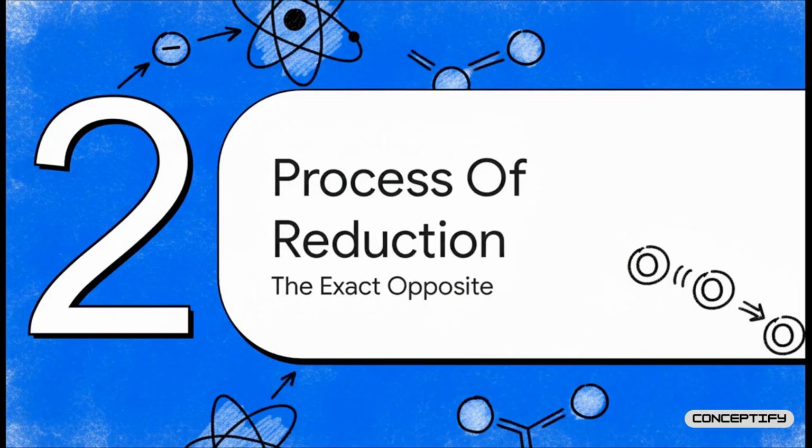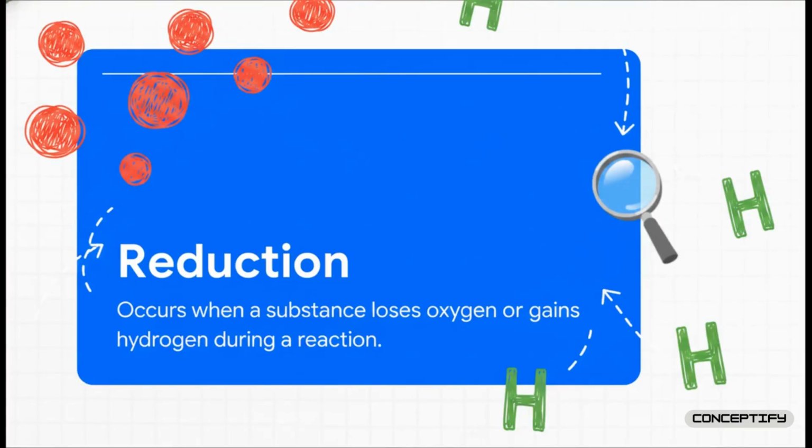As we know, every transaction has two sides. That brings us to Section 2, the process of reduction, the exact opposite. This opposing force is called reduction. By definition, reduction occurs when a substance loses oxygen or gains hydrogen during a reaction. Again, let's focus heavily on the oxygen aspect here. If oxidation is the taking of oxygen, then reduction is the losing or giving up of oxygen. The substance is literally being reduced of its oxygen content.